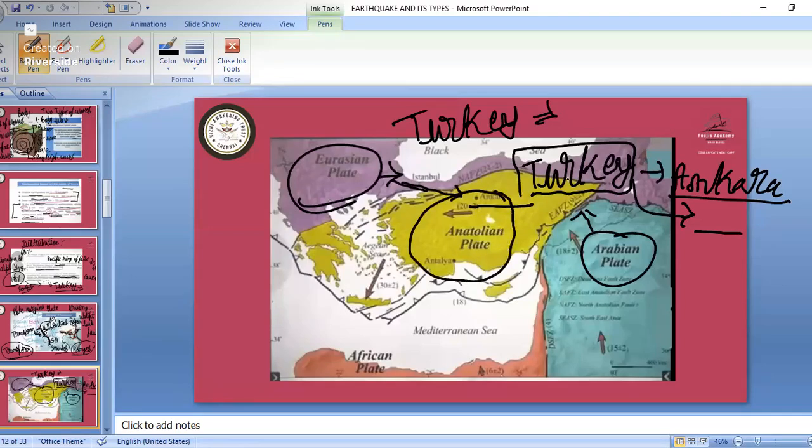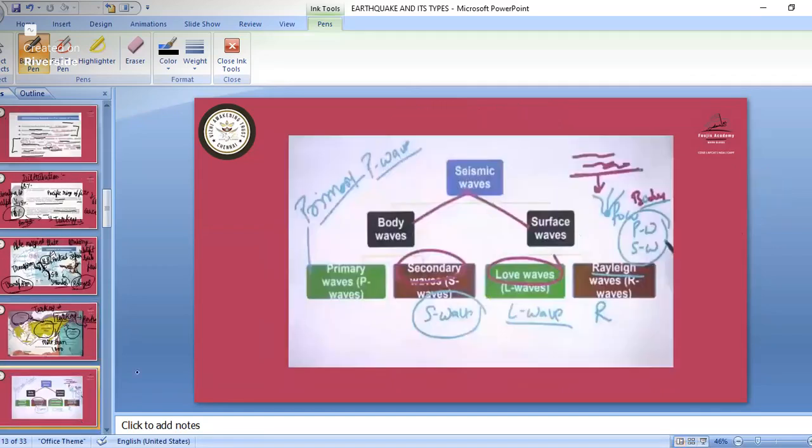So here at this particular part only we had felt these earthquakes. That's why you all would have heard in the news that many buildings fell down. More than 1,000 people died in these earthquakes. So this is the Turkey area. So that is all about the distribution of earthquakes.